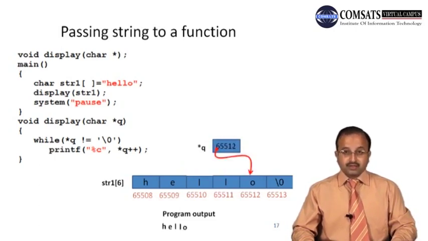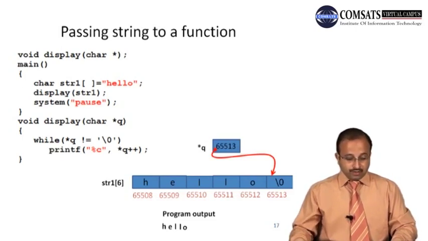In this way it will print everything. And then in the last, this pointer points to the byte that contains the terminating character of that string, and that character is a null character. And in the while loop condition, when it compares, *q is null, null is not equal to null, the condition becomes false, and it comes outside the loop. So this is a very simple display function.